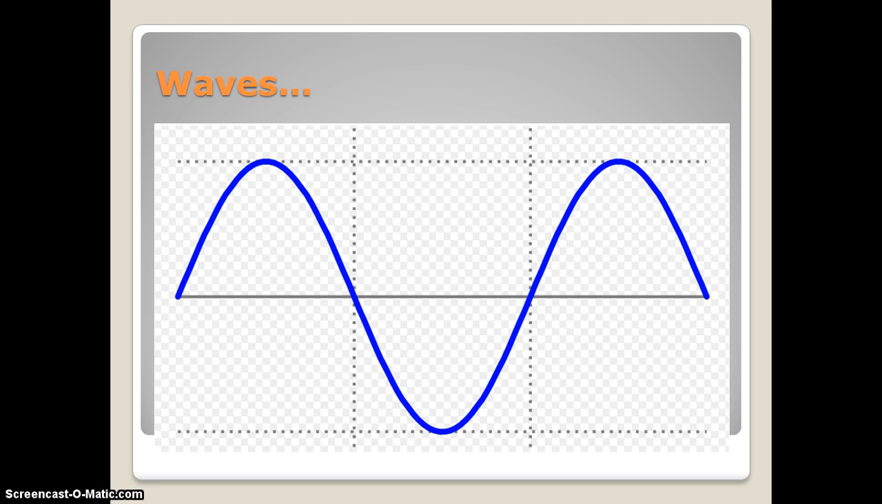Here we have a picture of a wave, a still shot if you will. We're going to define a few characteristics about the waves. Up here, as well as on the other side, the peaks of this wave are known as crests. Then, down towards the bottom in this dip, this is known as a trough.